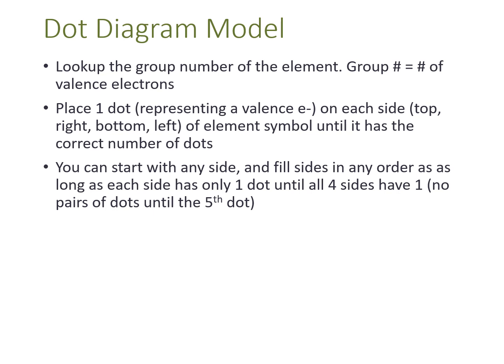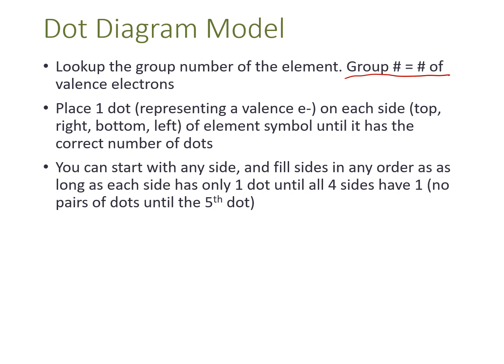So a dot diagram is a representation of the valence electrons around the center of the atom. We will use a chemical symbol representing the atom, and we're going to put the valence electrons as dots around it. So the group number is the number of valence electrons.